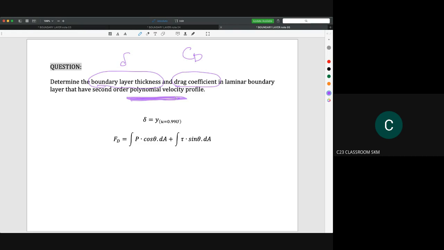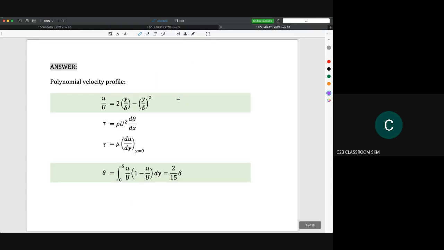In this question, you need to start with the general velocity profile, A plus By plus Cy square, and then apply the boundary conditions and so on, because the question asks you to prove the second order polynomial profile. But for this tutorial, I skipped that one, because we want to focus on how the Von-Karman equation is used.